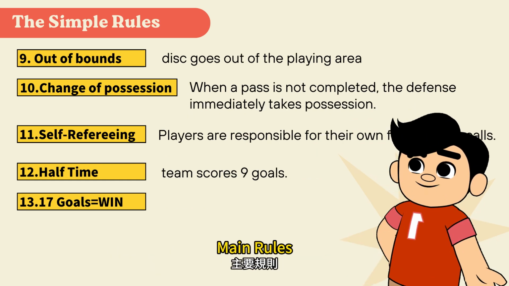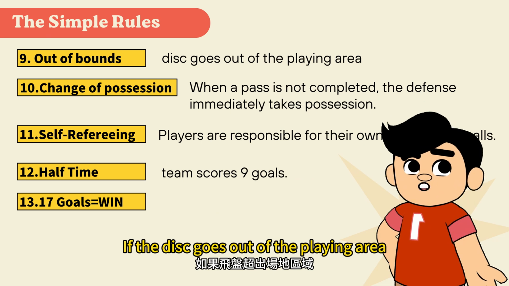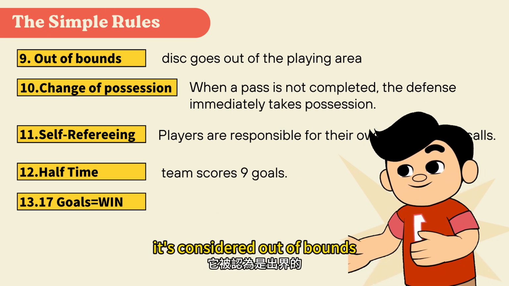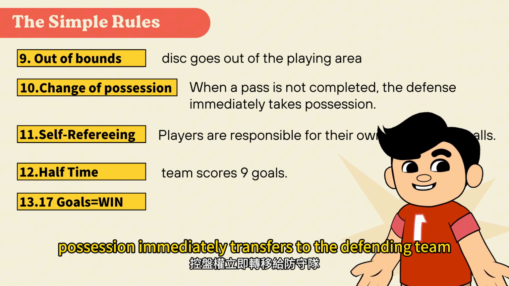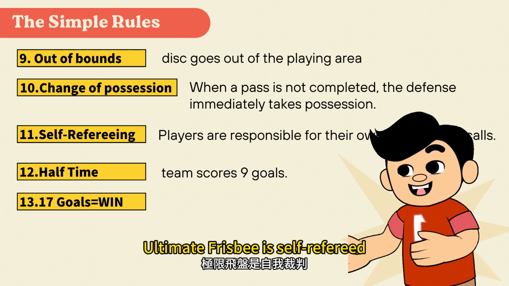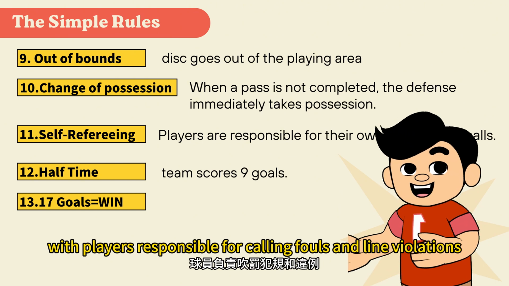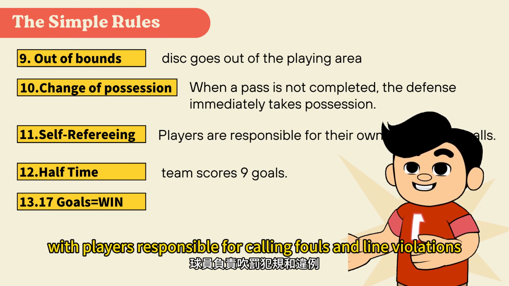Main rules. If the disc goes out of the playing area, it's considered out of bounds. When a pass is incomplete, possession immediately transfers to the defending team. Ultimate Frisbee is self-refereed, with players responsible for calling fouls and line violations.